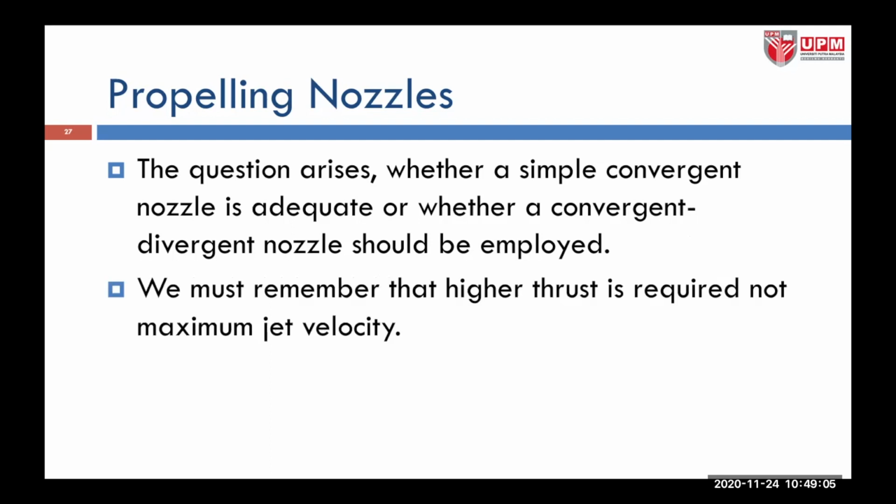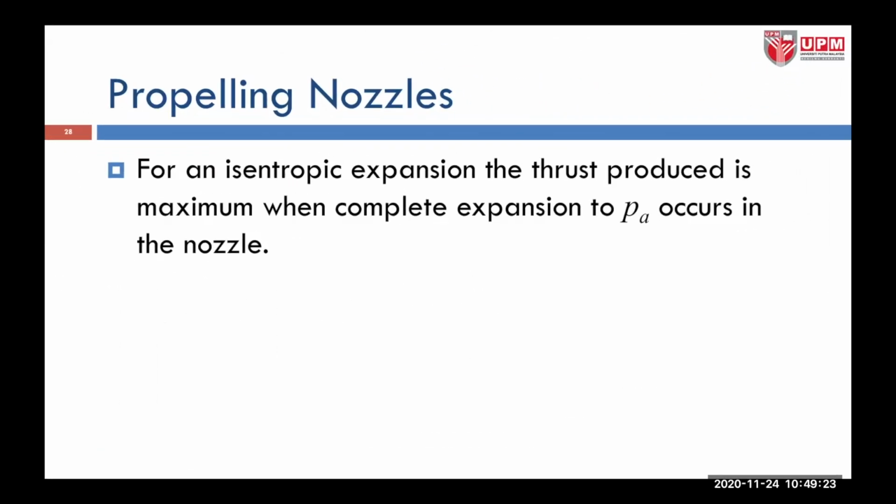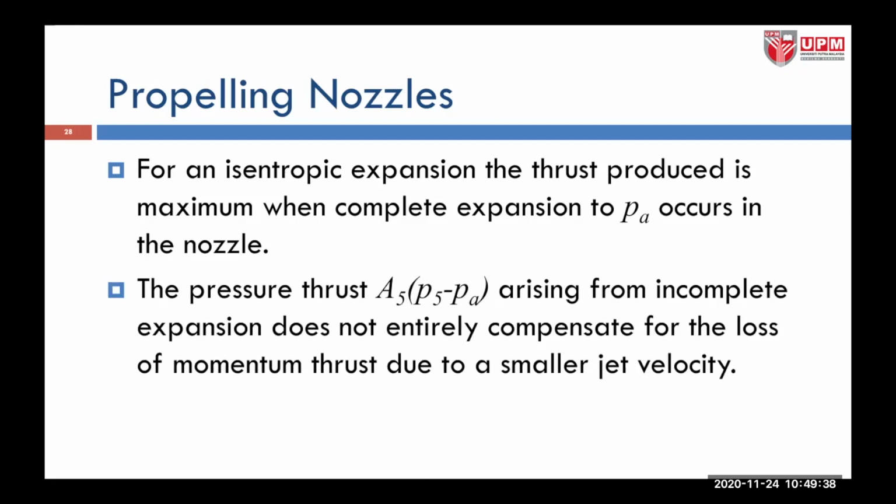We must remember that higher thrust is required, not the maximum jet velocity. This is quite crucial in our design. Some people say we want a higher jet velocity, but the ultimate aim is to produce a higher thrust. For an isentropic expansion, the thrust produced is maximum at complete expansion, so PJ is fully expanded to PA in the nozzle. The pressure thrust, A5 times the difference between P5 at the nozzle exit minus the ambient pressure, arising from incomplete expansion, does not entirely compensate for the loss of momentum thrust due to a smaller jet velocity.